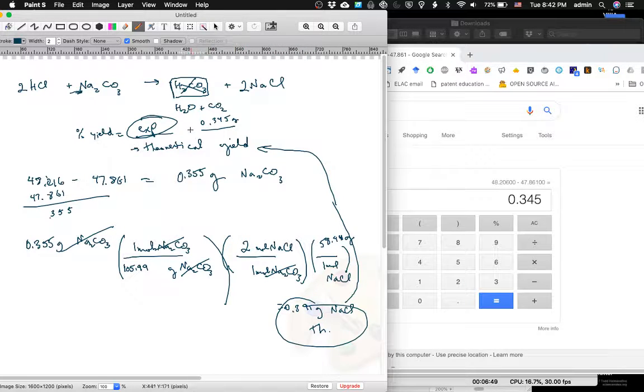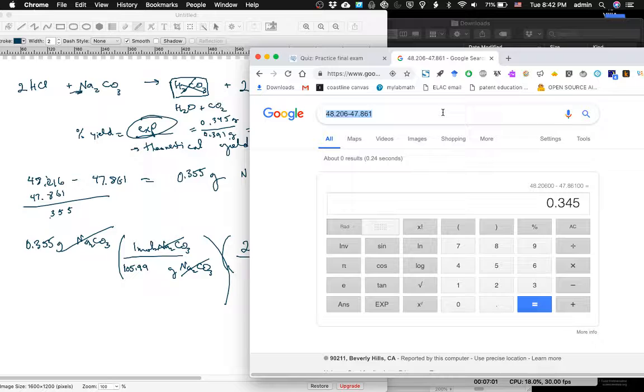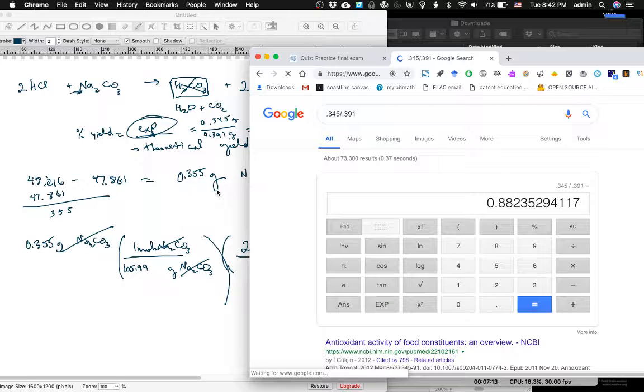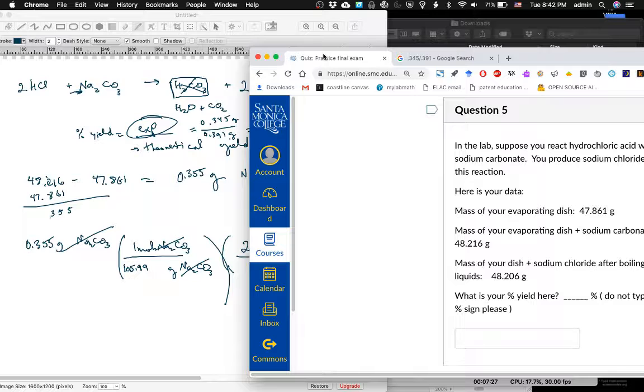So this is divided by 0.391 grams. Of course, it's a percent yield, so you have to multiply by 100. So 0.345 over 0.391, and that's 88%. Three significant figures, so 88.2%. That's a respectable yield. So I'm not sure if that's actually the correct answer, but that is how to find the answer.